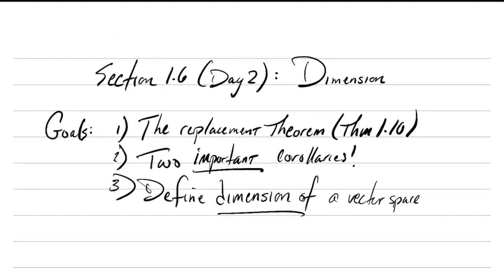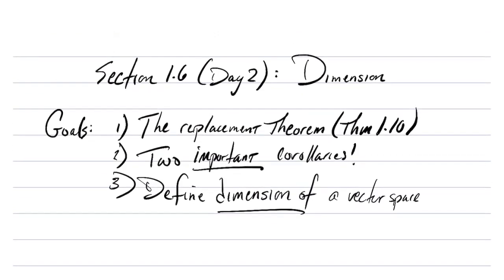So you can see the goals of the lecture. They're written there. I want to state and prove an important theorem, the replacement theorem. It's theorem 110 in our book. And really, that theorem is a means to an end. I'm really the most interested in these two corollaries to it. All right, so we'll state those things as we go. And then along the way, we'll make this definition, the title of the lecture, this very important notion, the dimension of a vector space. Okay, so those are our objectives, our goals.